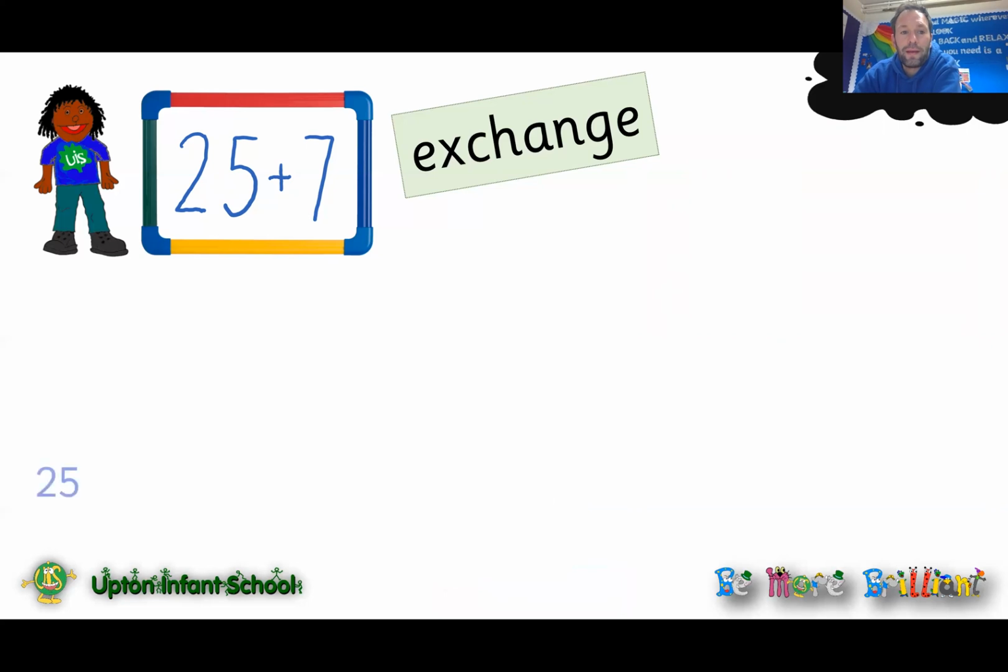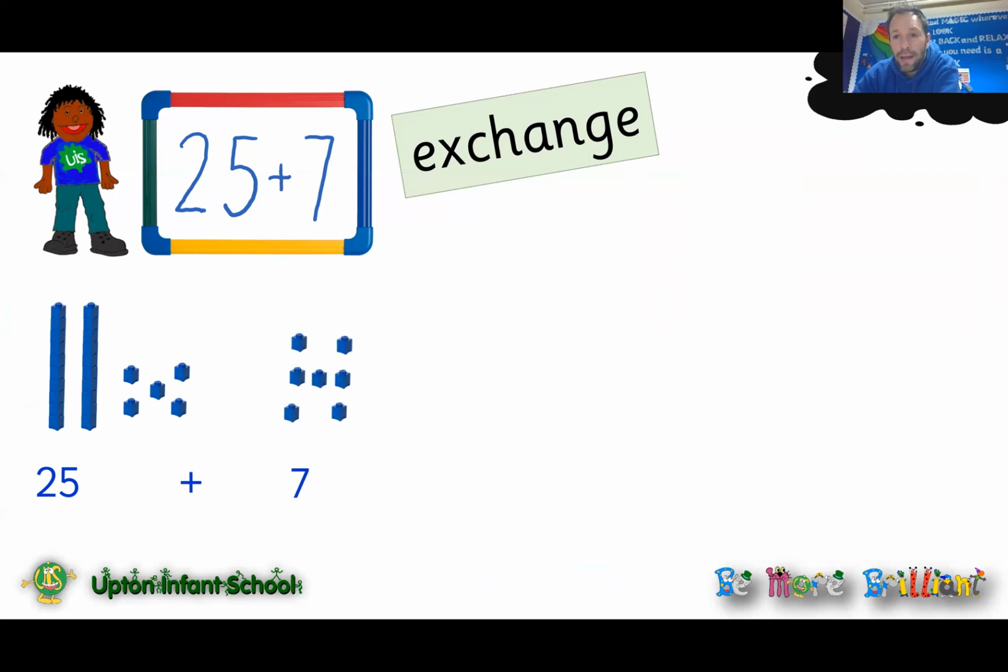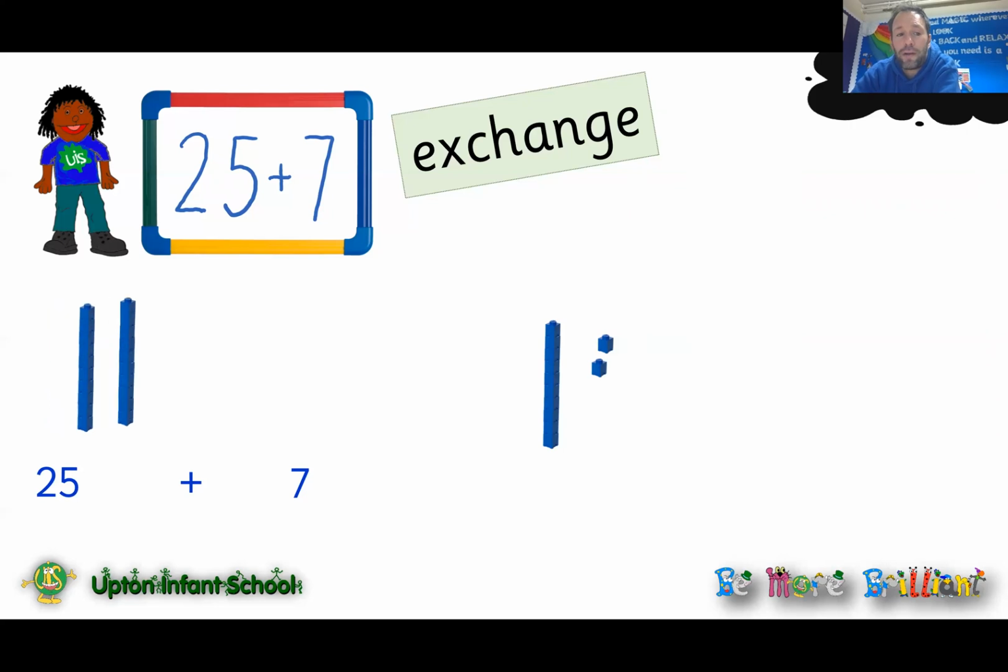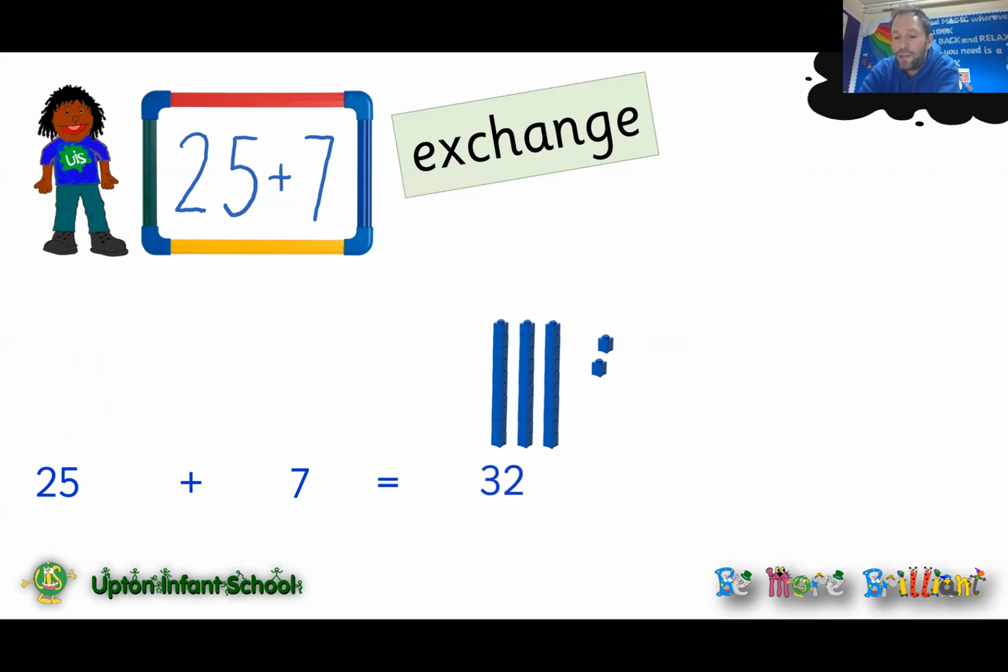Okay, here we go then. So 25, we need to make that with our 10s and 1s. 25 is 2 10s. It's 5 1s. That's 25. We also need 7 1s. There we go. And then, as always, we start with our 1s, put all of the 1s together, and that makes 12 1s. And 12 1s, I can exchange 10 of those 1s for a 10. There we go. Let's get the rest of our 10s across here now. So in total, I've now got 3 10s and 2 1s. So our answer is 32.